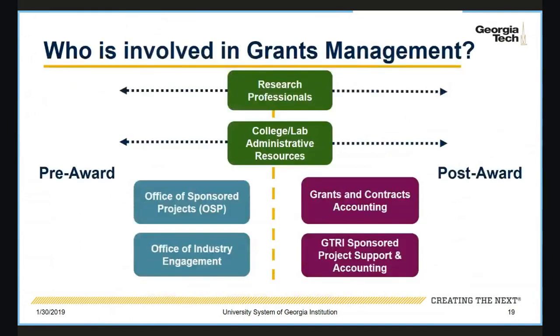Before we continue, let's consider who all is involved in grants management. We know that we have research professionals across campus. We know that there are administrative resources in the colleges and labs directly supporting these research professionals. We know that we have pre-award offices that include the Office of Sponsored Programs and the Office of Industry Engagement. And we also have post-award central offices, including Grants and Contracts Accounting, GTRI Project Support and Accounting, GTRI Project Support, and GTRI Accounting.